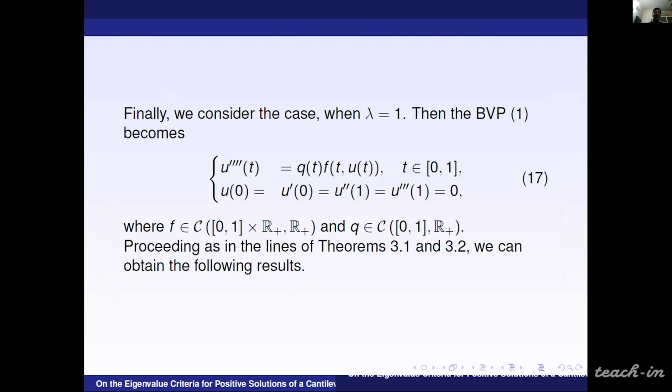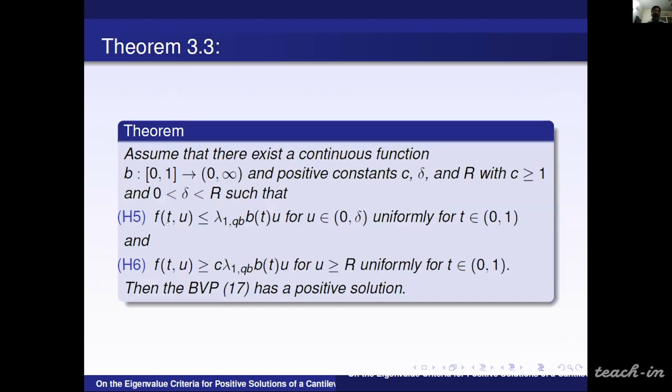Now we will consider the final stage. If you consider lambda equal to 1, then we get this equation. If you proceed along the lines of theorem 3 with the previous two theorems, we can obtain this result. If f(t,u) is less than or equal to lambda 1 q_b b(t) u for this, and f(t,u) is greater than or equal to c1 lambda 1 q_b b(t) u for u greater than or equal to R, where u is in 0 to delta, then this problem has a positive solution. If lambda equal to 1, directly we will be getting this. So we are not giving a region for lambda, but what we will need is the first eigenvalue.